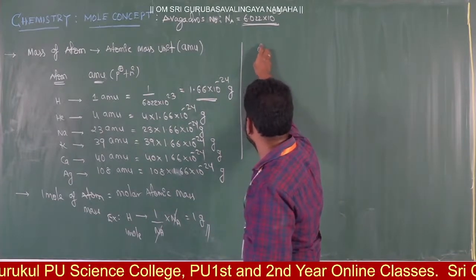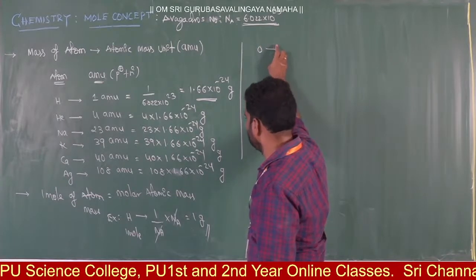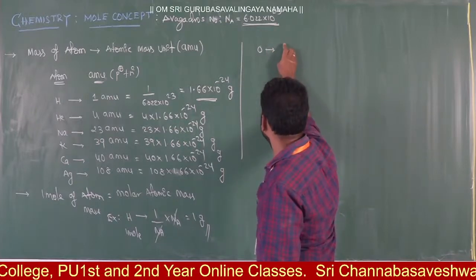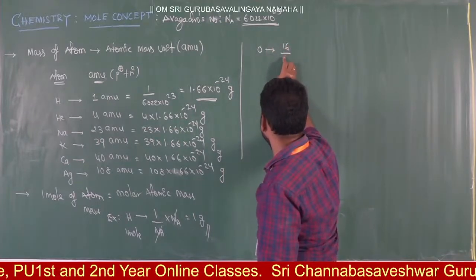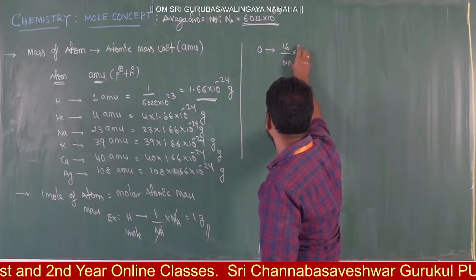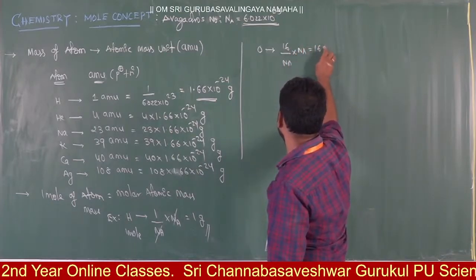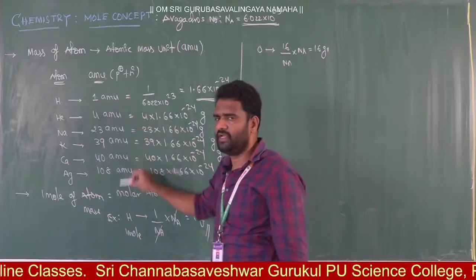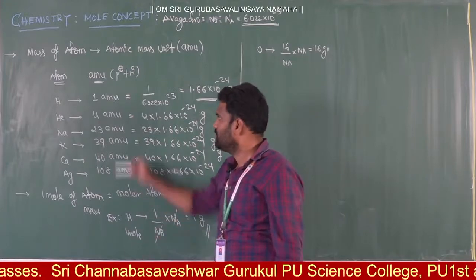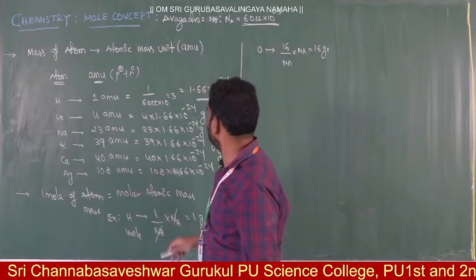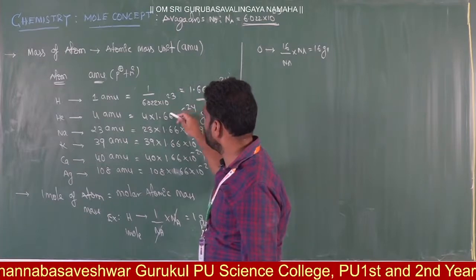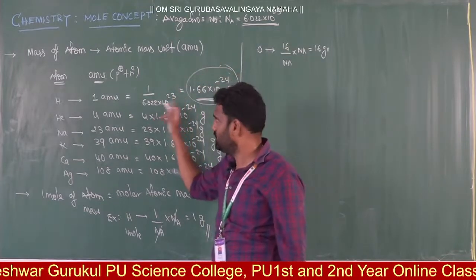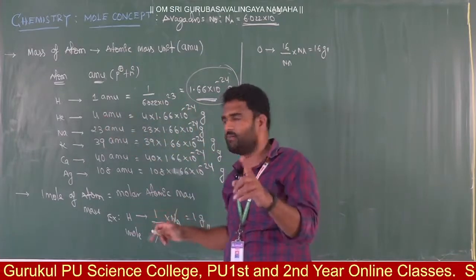If I take oxygen, what will I get? For oxygen, it will be 16 AMU divided by Avogadro number, times Avogadro number. Then I will get 16 grams. Very simple. Whenever you use AMU, it indicates the weight of one atom. When you multiply it with 1.66 × 10^-24, that gives the weight of one atom in grams.